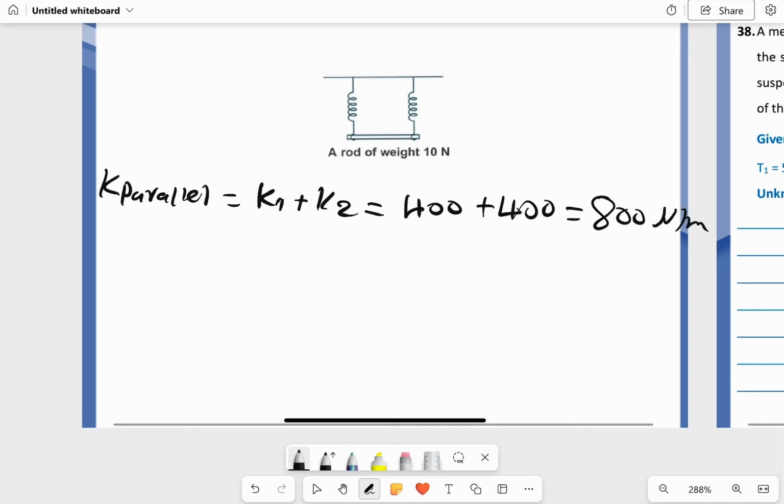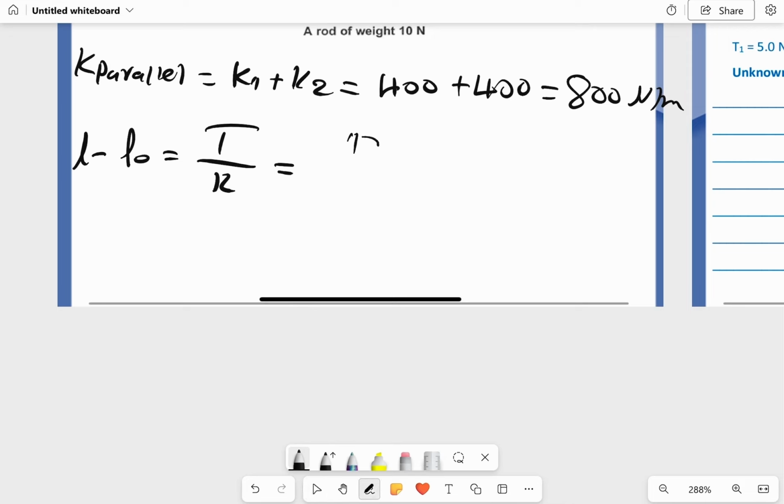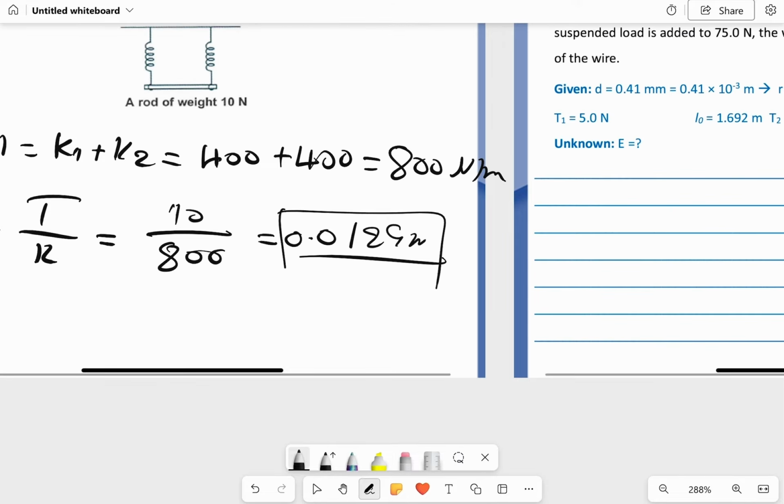Then we have the elongation, which is equal to tension over K, the spring constant. You have 10 divided by 800, and this will be 0.125 meter. This is the final one.